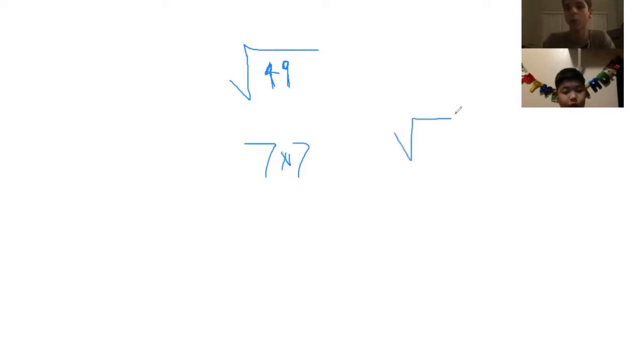So for example, what is the square root of 16? What number multiplies by itself to get to 16? Four. Exactly. So 4 would be the square root of 16. You see? Now let's try something a little bit harder.